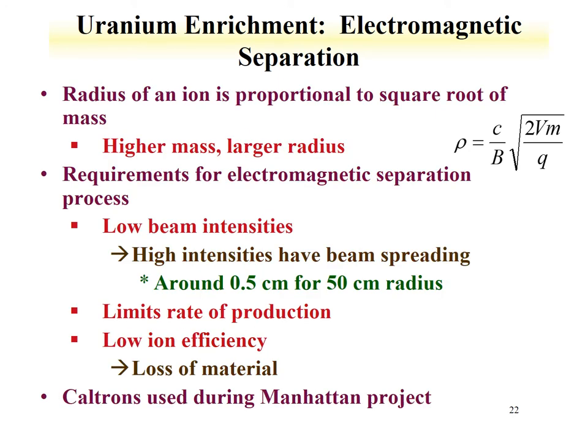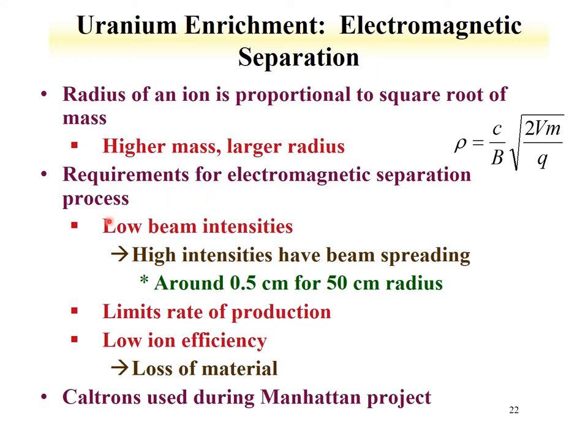And it turns out that the radius of an ion is proportional to the square root of its mass. So we have a way of achieving a separation. Ions of different masses will have different radii if we put them into this system. The higher the mass, the larger the radius. So this is what's exploited in electromagnetic separations.